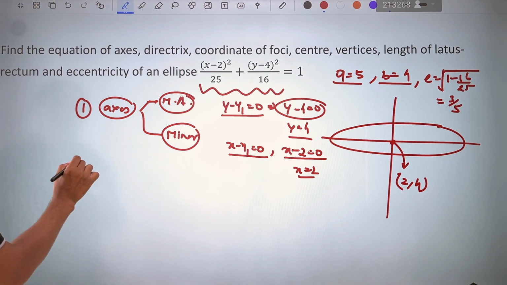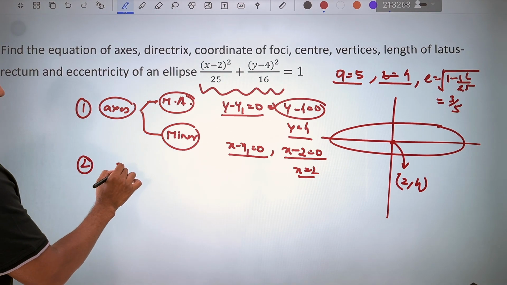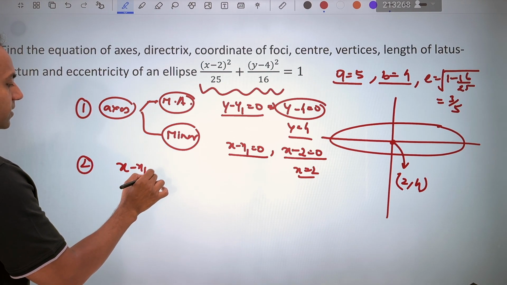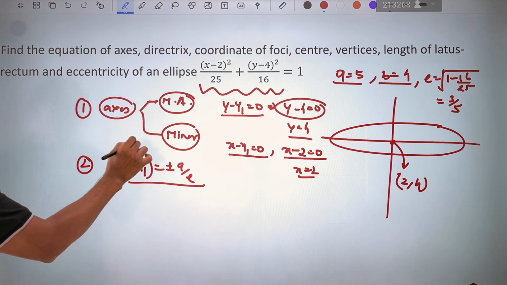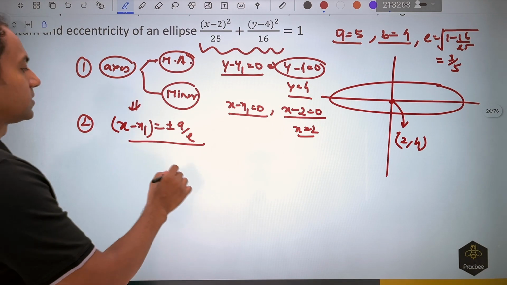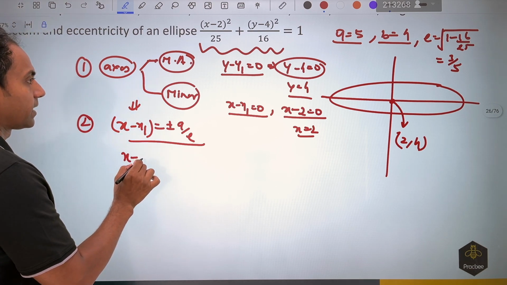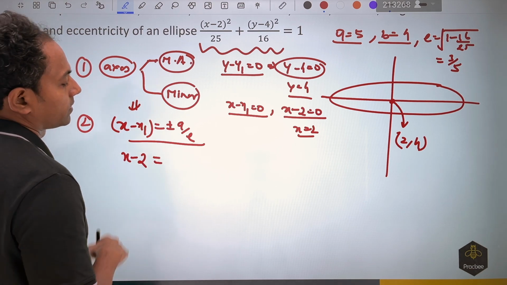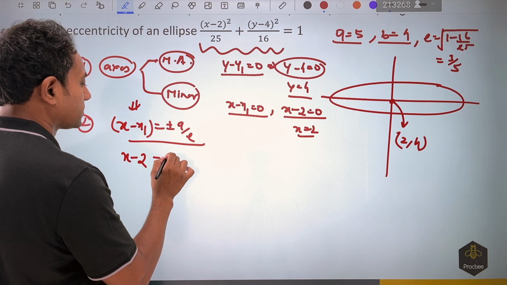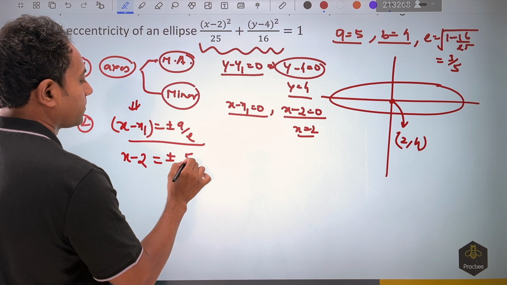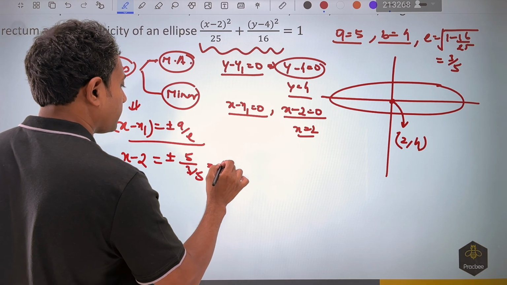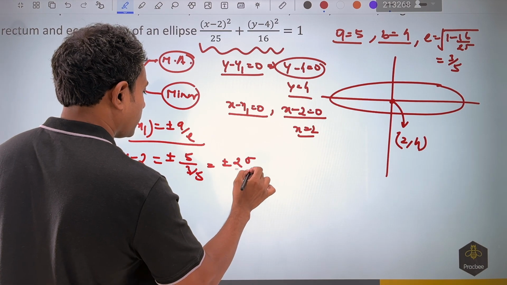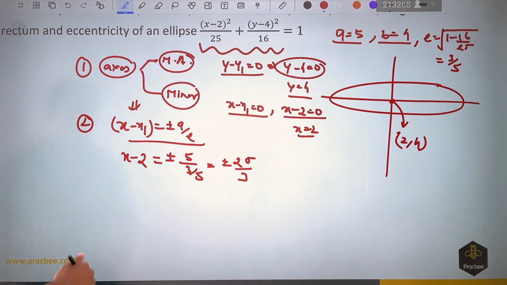In the second part, if I want to find the directrix, equation will become x minus x1 is equal to plus minus a by e. So you can see that only this thing I am changing, and this ultimately will become x minus 2 is equal to plus minus a, which we figured out was nothing but 5, divided by e, which was nothing but 3 by 5. Simplify, it becomes plus minus 25 by 3. Simplify and get the answer.